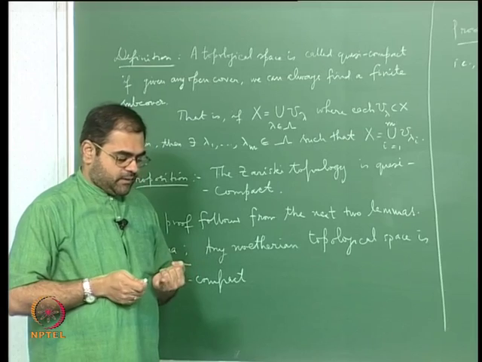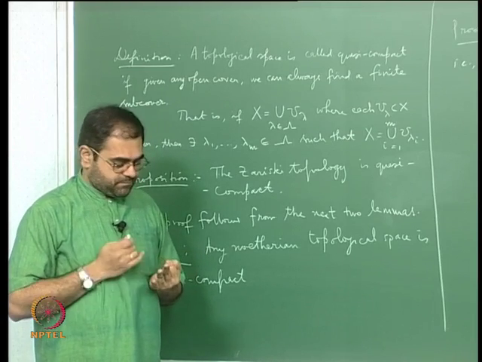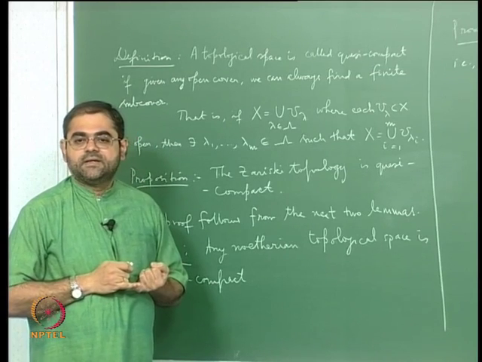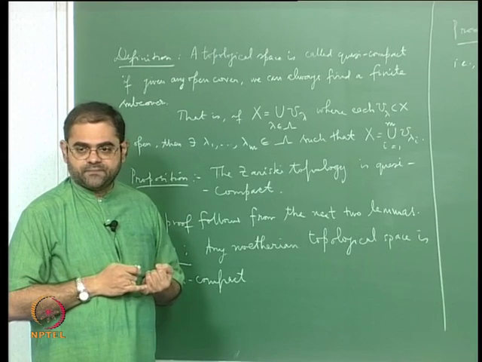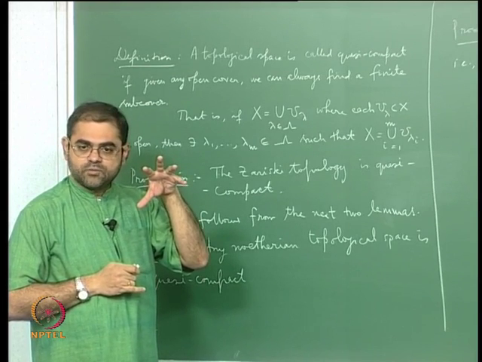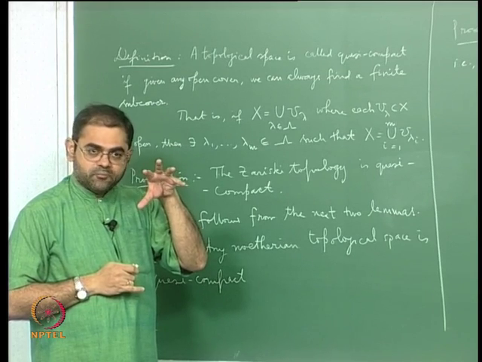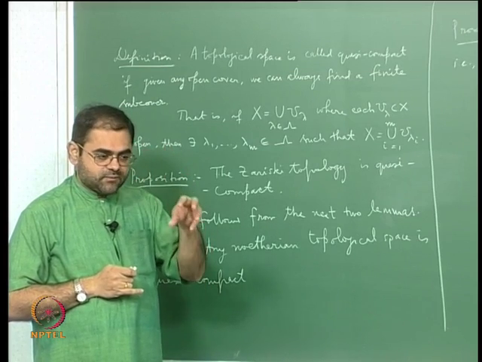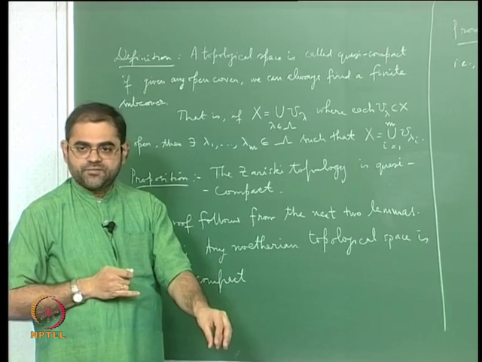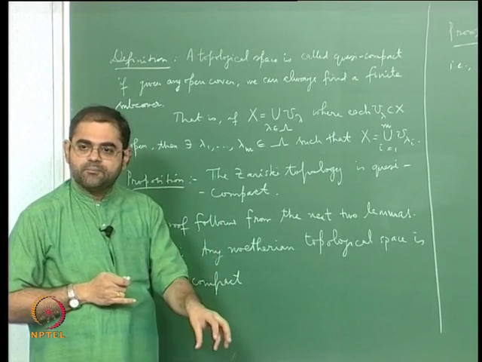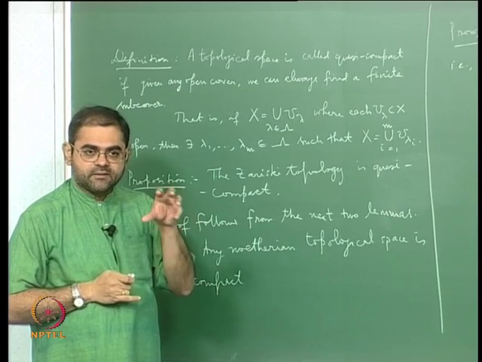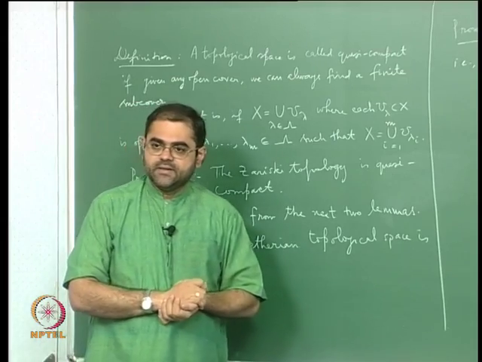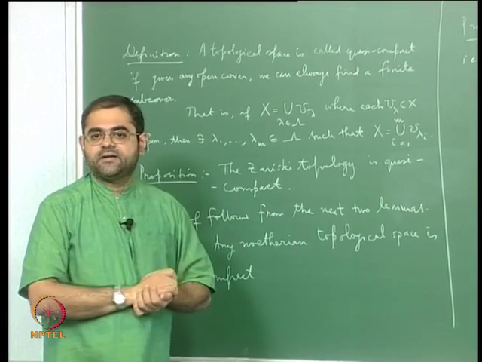If you recall, there are several equivalent definitions. The basic or usual definition is that there is DCC for closed sets. That is, if you have a sequence of closed subsets, every next one contained in the previous one, then at some point the sequence has to stabilize. If it is a strict sequence, then it has to stop. If you do not demand it is strict, then all the terms of the sequence become the same beyond a certain finite stage. This is the DCC, the descending chain condition for closed sets.